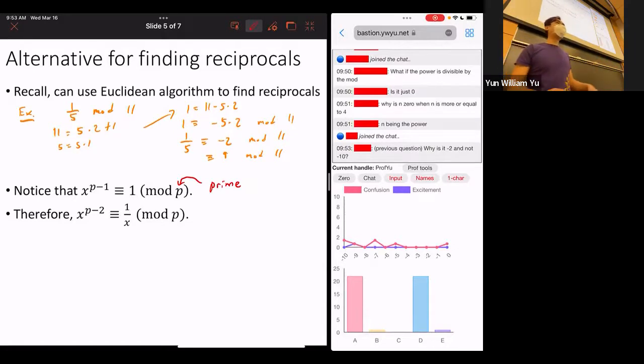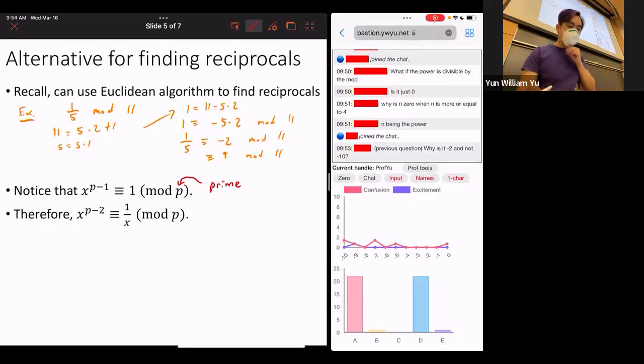Another way to think about it is if I know that if I multiply together p minus 1 copies of x, you get 1. So if you have p minus 2 copies, and then you multiply another copy of x, then you're also going to get 1. And so those multiply together to give 1. And so x to the p minus 2 is the reciprocal of 1 over x. Or sorry, is the reciprocal 1 over x.